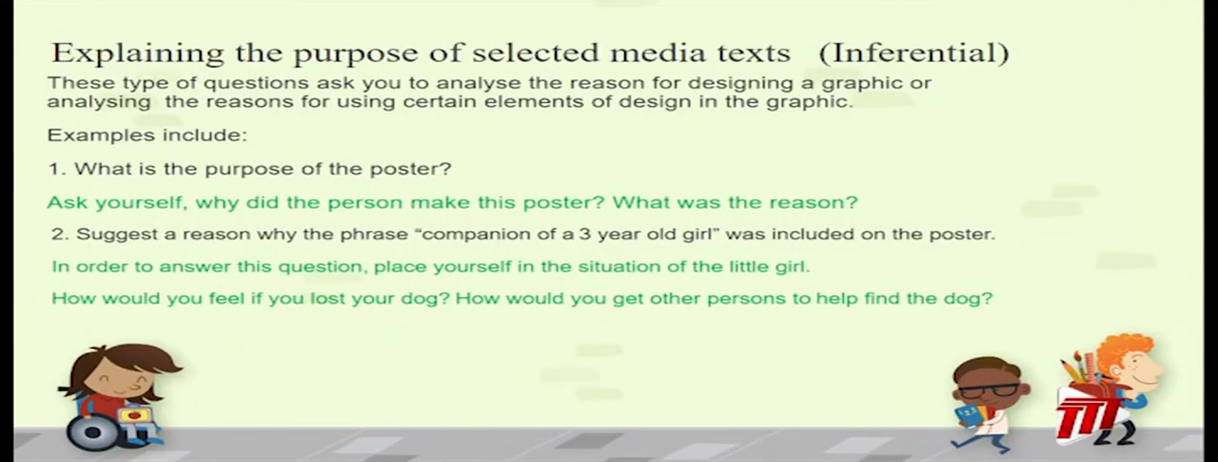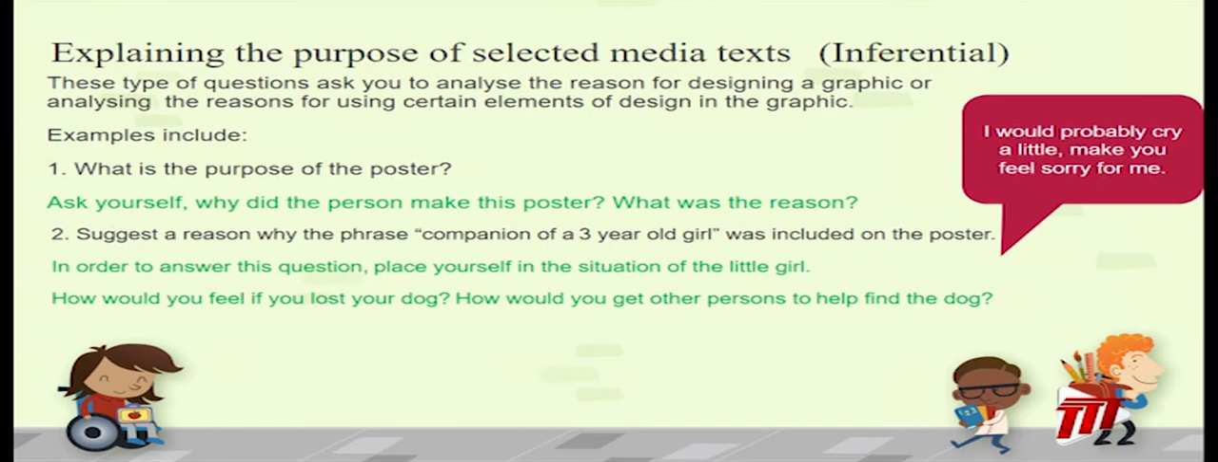Suggest a reason why the phrase "companion of a 3-year-old girl" was included in the poster. In order to answer this question, place yourself in the situation of the little girl. How would you feel if you lost your dog? How would you get other persons to help you find the dog? I know if I lost my pet, I would feel very sad. I would probably cry a little, to make you feel sorry for me and help me look for my dog.